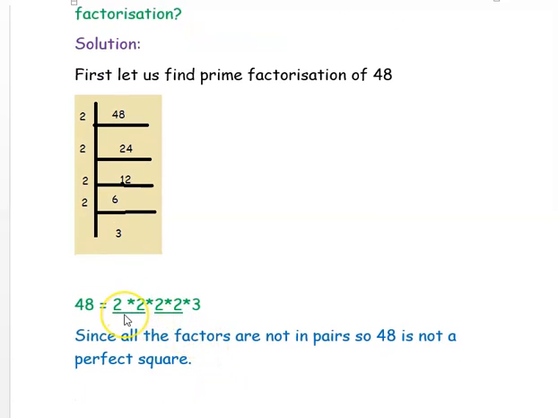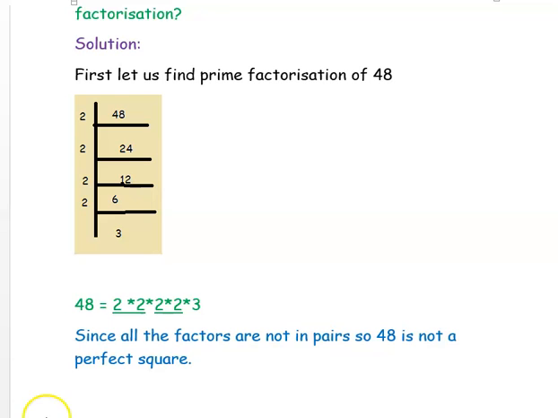We have seen that for a perfect square number, all the factors will occur twice. So here we combine 2 times 2 and 2 times 2, and for 3, there is no pair. Since all the factors are not in pairs, 48 is not a perfect square number. So for a perfect square number, all the factors should be in pairs.